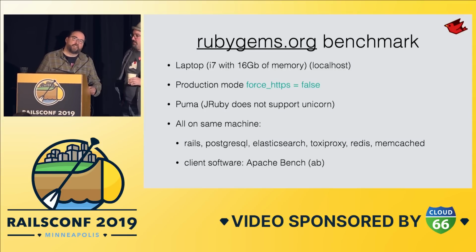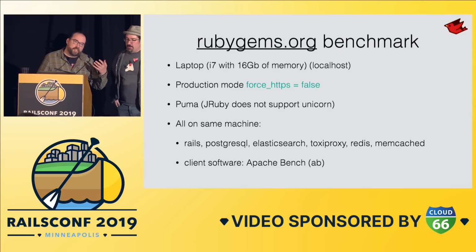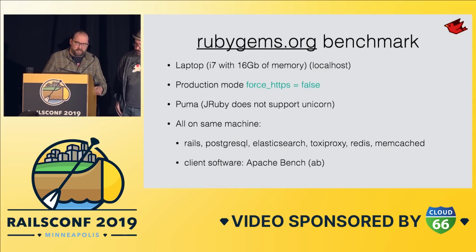Man, benchmarking's hard. Anyways, I ran it on my laptop. It's an i7 with 16 gigs, a reasonably spec'd machine. I disabled HTTPS because I didn't want a self-signed certificate. The difference between C Ruby and JRuby with HTTPS isn't really different. We use Puma on both implementations for an apples-to-apples comparison, and JRuby doesn't run Unicorn. And all this stuff is running on the same machine. In a way, this ended up being a good thing because we want to saturate the CPU to show how we can overutilize a machine. And we ended up using Apache Bench in the end.